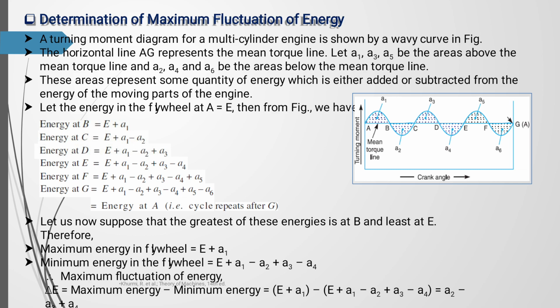Up to the complete energy cycle, finally at point G the energy returns to that at A. So the initial level is the final level. Energy is formed and destroyed in a continuous process, and it is supplied to the other remaining works. This is the maximum fluctuation of energy calculation. Here the formula, the last one, is clearly given: maximum energy minus minimum energy. Okay, next.